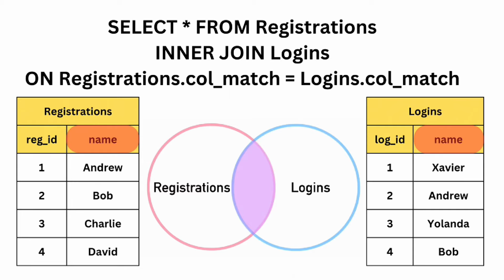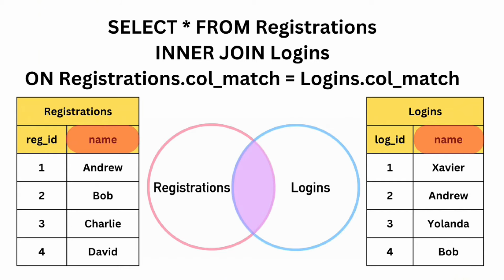We'll say on registrations.name. So it's the table name, dot, and then the column name is equal to the table name, dot, column name. So logins.name. And keep in mind, you could swap any of these orders around because it's an inner join, it's symmetrical. It doesn't really matter if we're saying select from registrations inner join on logins, or select from logins inner join on registrations. And you can also swap around that on equals sign to be something like on logins.name equals registrations.name.